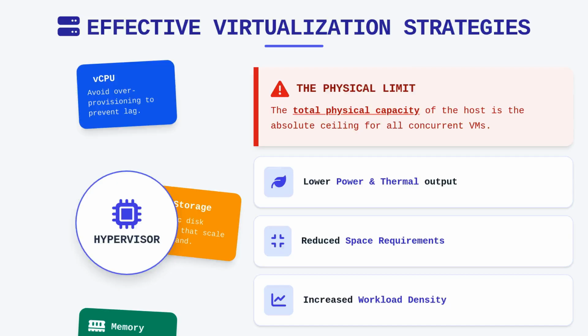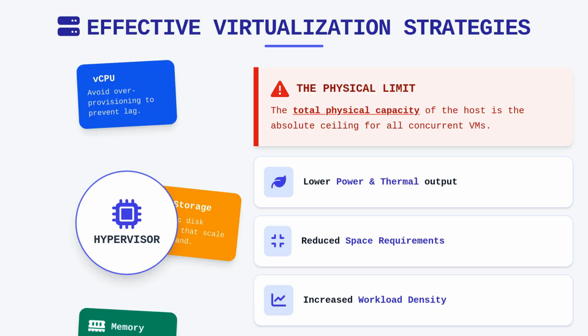Effective virtualization requires a disciplined approach to resource allocation, specifically concerning the virtual CPU, memory, and storage subsystems. The hypervisor creates virtualized versions of these physical components, but it is important to remember that the total physical capacity of the host dictates the hard limit for all concurrently running virtual machines. Over-provisioning vCPU or memory can lead to significant performance degradation, as the hypervisor must constantly swap resource access between competing guests. Storage is usually handled via virtual disk images, which are essentially large files on the host file system that expand or shrink based on usage.